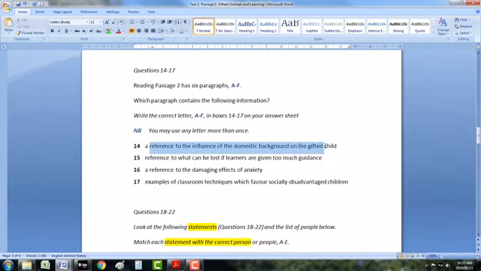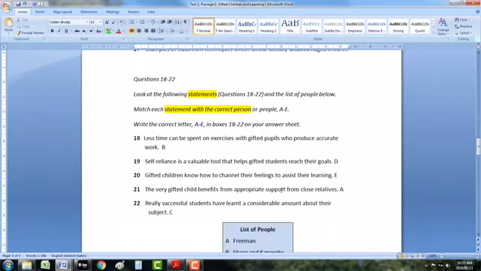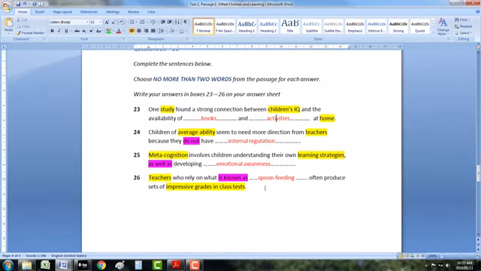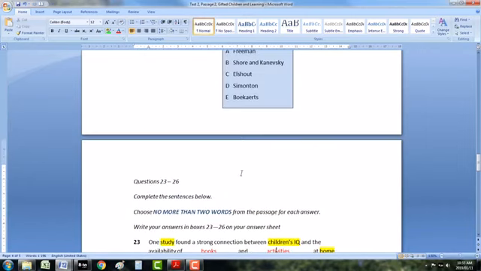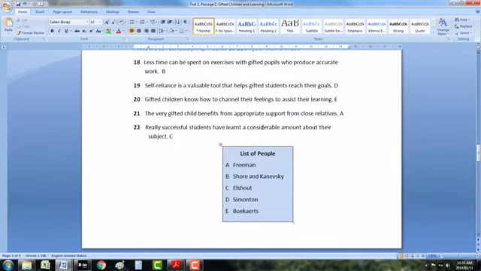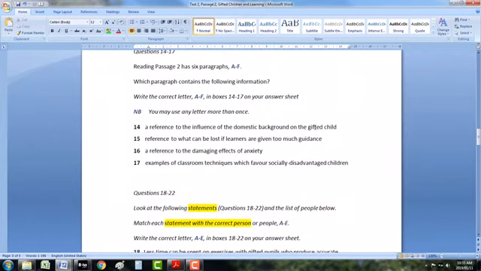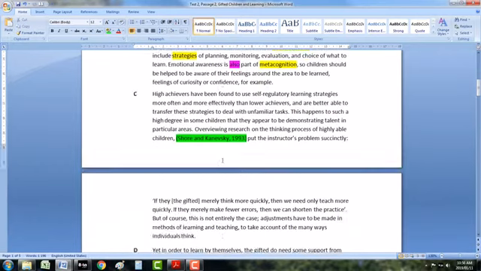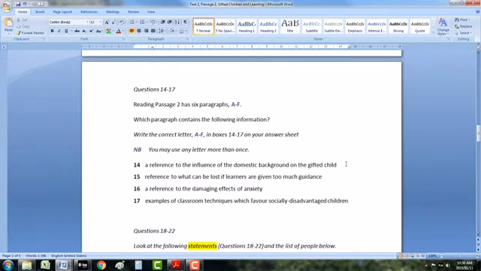A reference to the influence of the domestic background on the gifted child. Now, I haven't even read it, but domestic background. Support from close relatives. At home. This is the main key. At home, domestic background. So immediately I know these other answers have given us the answer for this one. This is up here, this first paragraph. They talk about the domestic background at home. And then you don't even need to look at the other paragraphs because it's definitely that one.